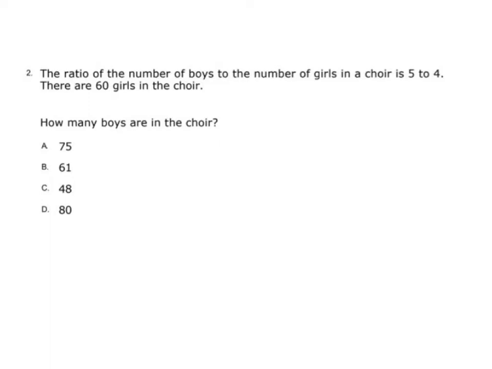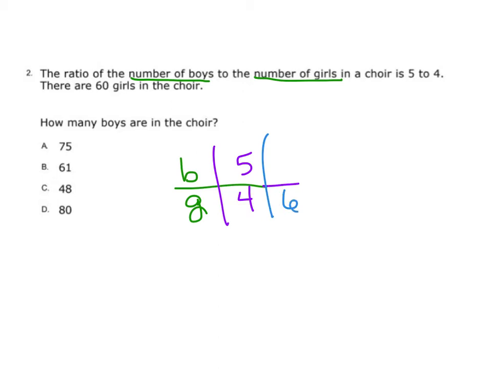So what they're comparing is the number of boys, the number of girls. So I'm going to go ahead and put boys, girls. And then they're telling us it's 5 to 4. So you're going to go based on how it's corresponding. So it's 5 to 4. And then they're telling you that it's 60 girls.